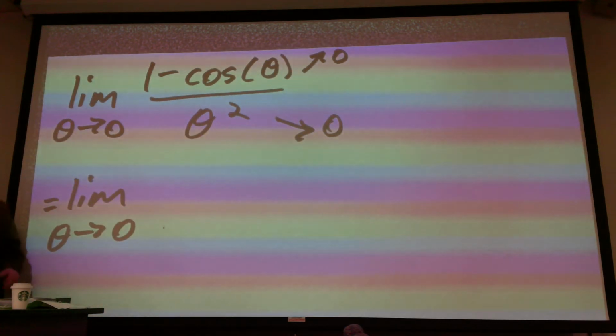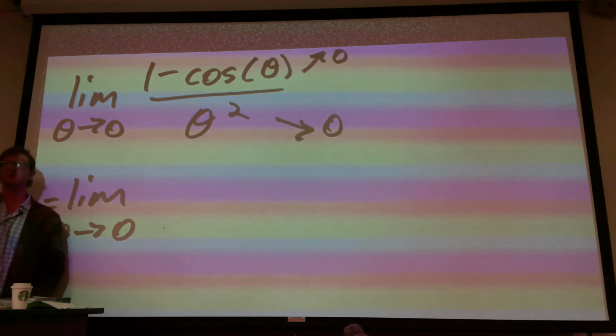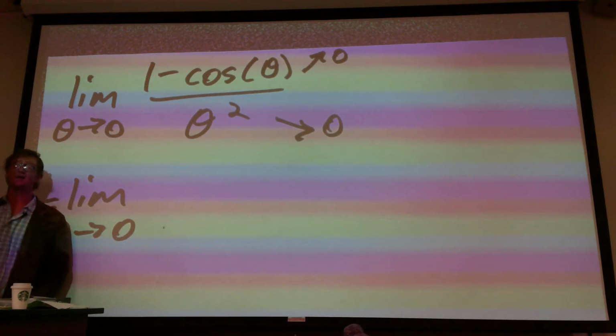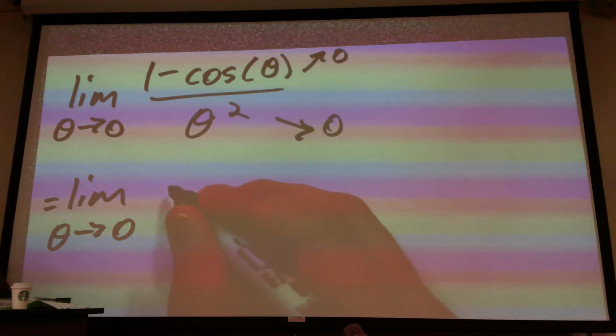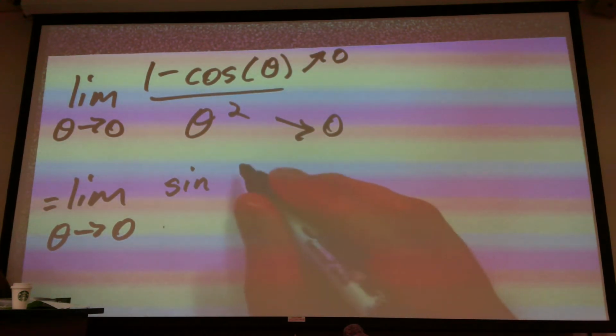Okay, so the derivative of 1 is just going to be 0. But the derivative of cosine is negative sine. This thing is already negative, so it's going to turn it into a positive. So that's going to become sine of theta.